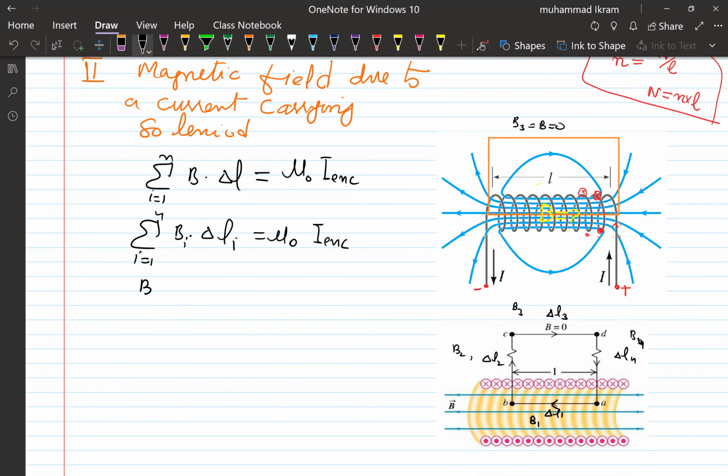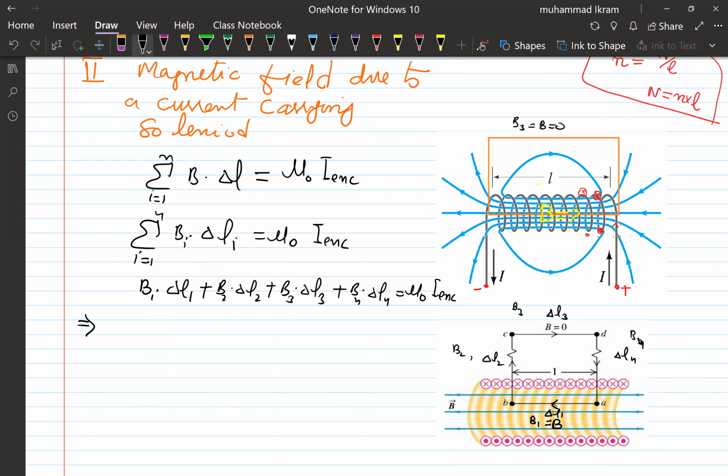So how can I write that? I will write B1 dot delta L1, you can do it in a number of ways, plus B2 dot delta L2 plus B3 dot delta L3 plus B4 dot delta L4 is equal to mu naught times I enclosed, where I means the current enclosed by the circuit. Now for B1, since it is at the interior, the magnetic field strength is B.